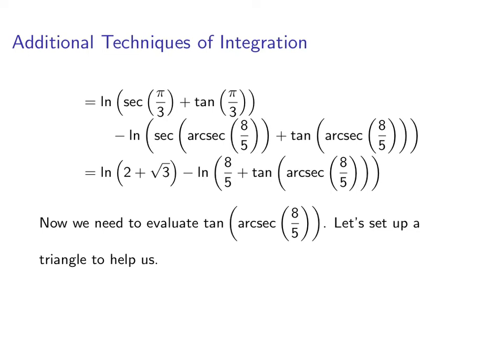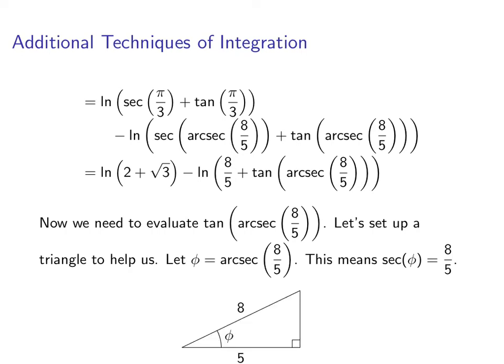And what we'll do is we'll set up a triangle to help us out. So the angle in question is arcsecant of 8/5. All right, we're doing the tangent of some angle we don't know, arcsecant of 8/5. Let's draw a triangle. So secant of phi is equal to 8/5. All right, here's the triangle that goes with that. If secant of phi is equal to 8/5, then we should have the hypotenuse is 8 and the adjacent side is 5.